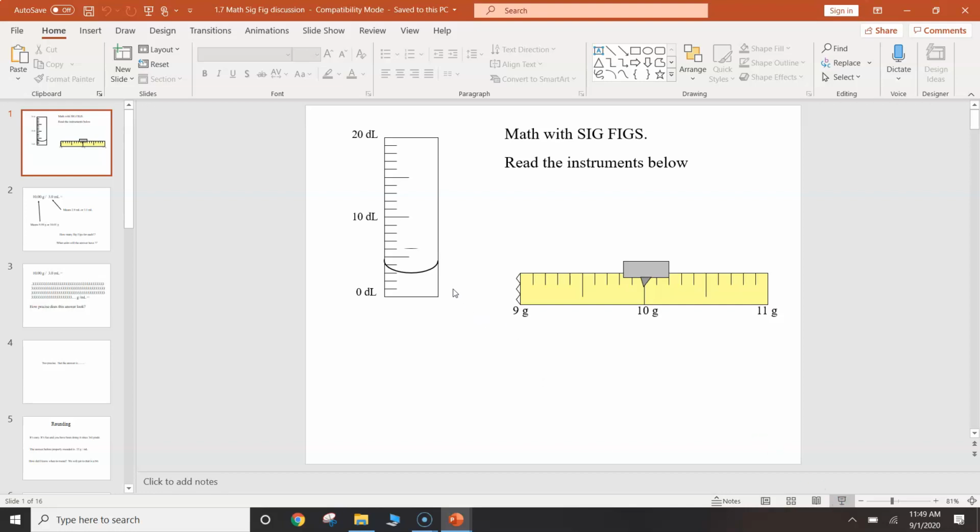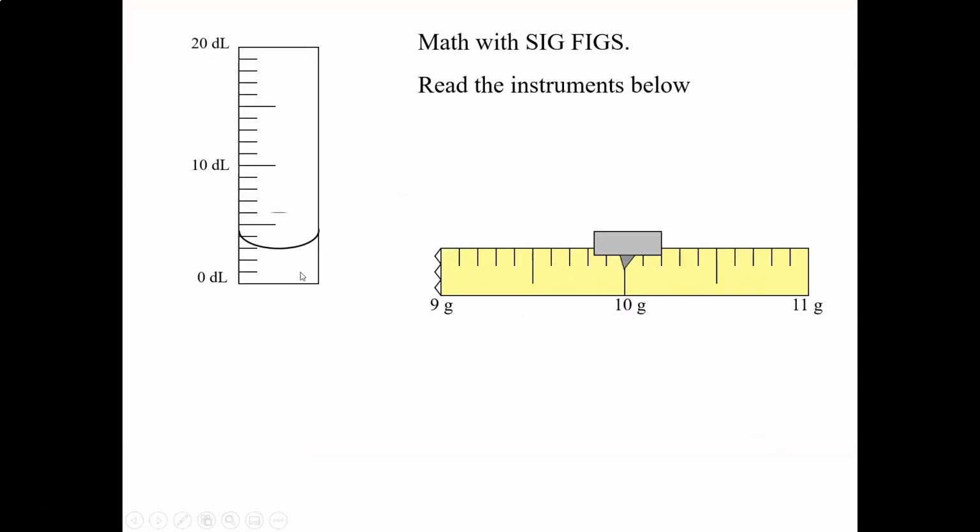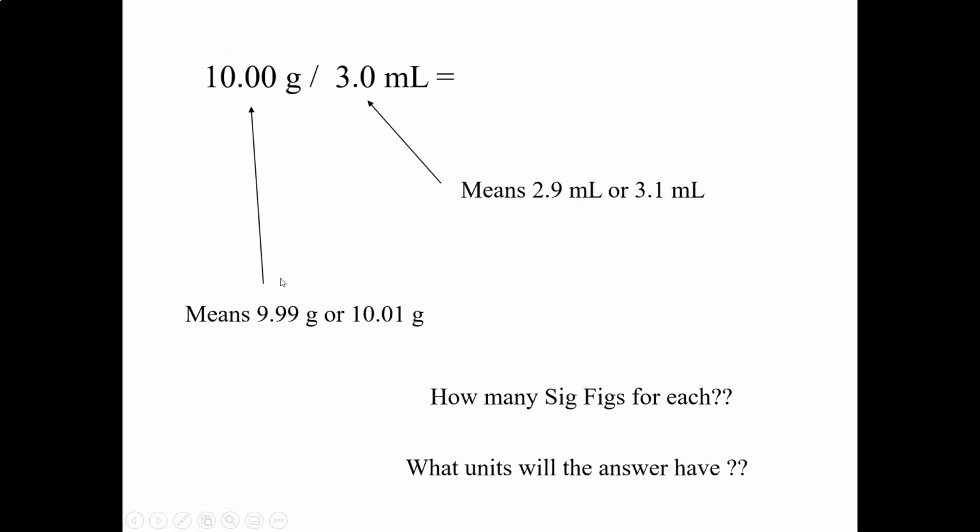and we would read that, if you can remember from before, as 3.0 deciliters, and this one we would read as 10.00 grams. Now, when I record 10.00, what I really mean is it could be 9.99, or maybe it's 10.01. And when I record 3.0, what I really mean is it could be 2.9, maybe it's 3.1, somewhere around there.